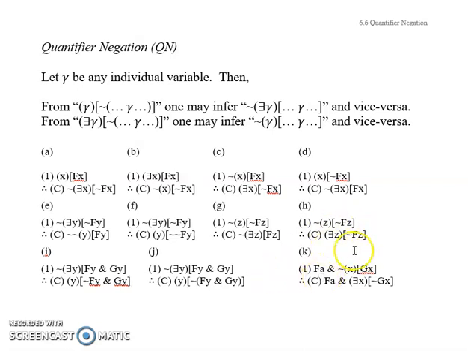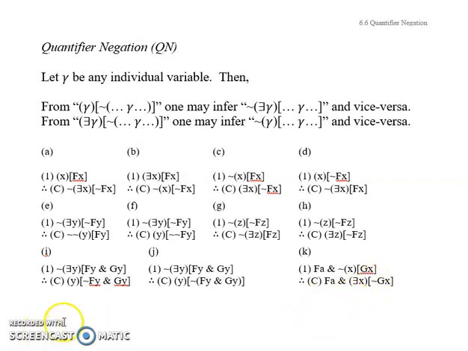Let's look at K. So we've got this situation here, and that is permissible, that is A-okay, and the reason you're able to go inside of this conjunction and start changing one of the conjuncts is that Qn is a rule of replacement and not merely a rule of inference, and so it has the power to do that. So K is permissible.